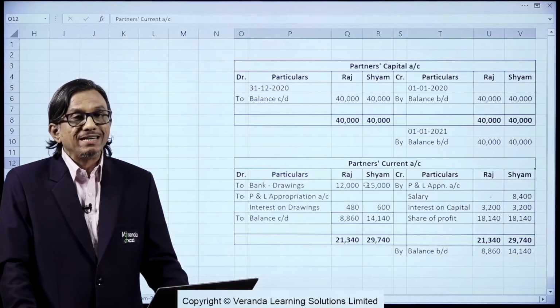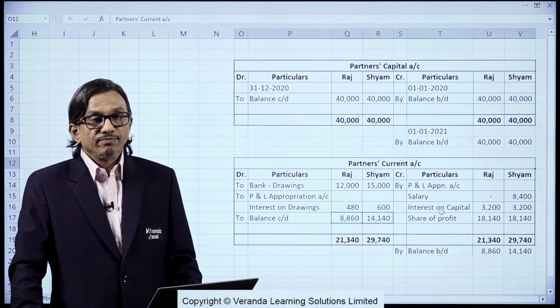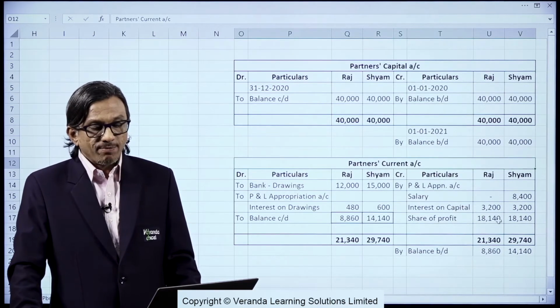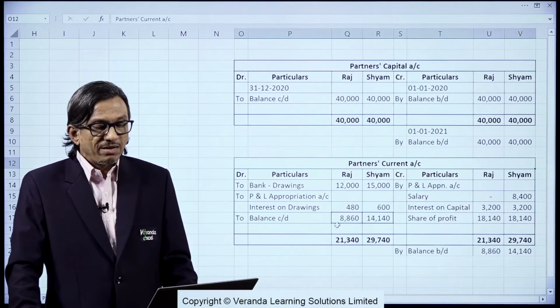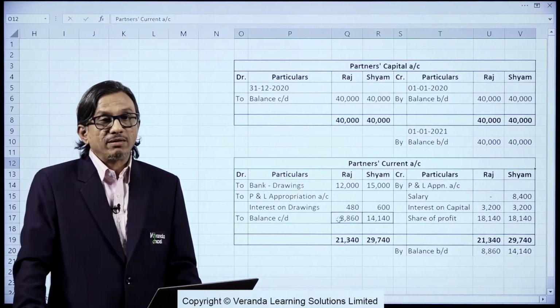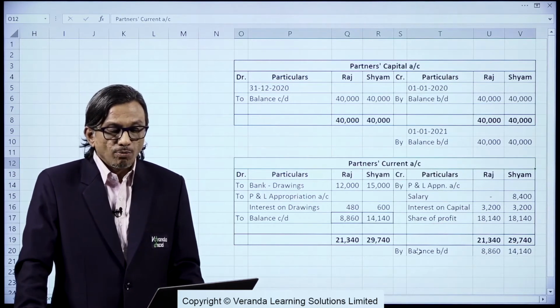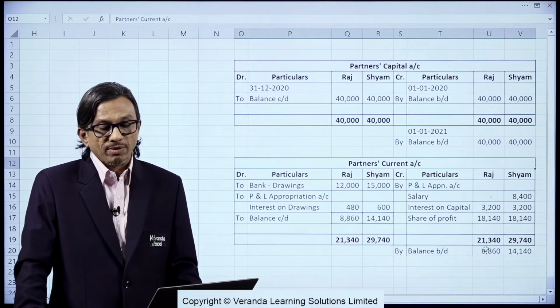We put all the other entries in the current account: salary, interest on capital, share of profit, drawings made by them, interest on drawings. So ultimately, we found what is the closing balance of the partners' current account, which will be the opening balance of the current account of the partners.